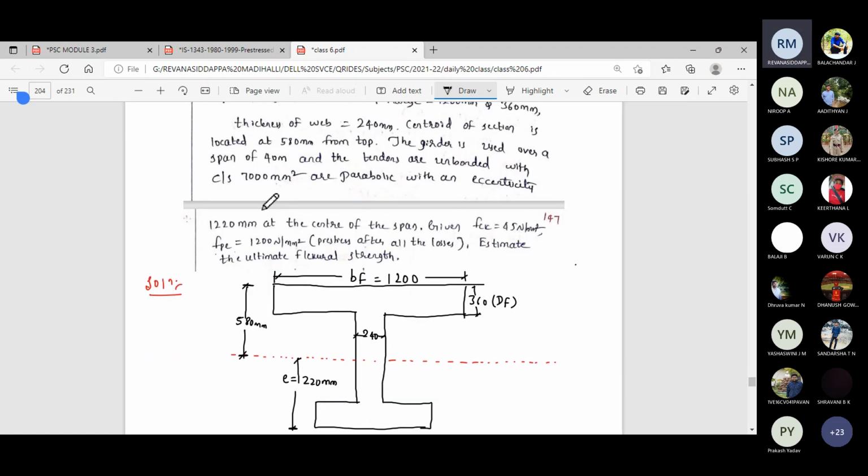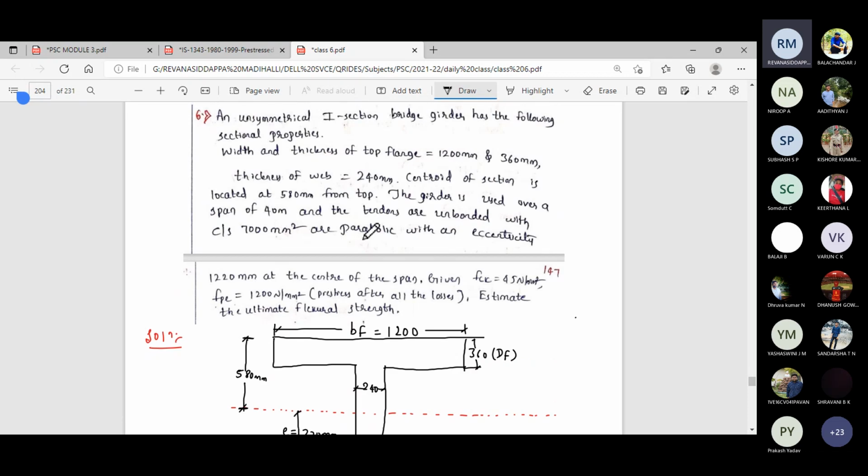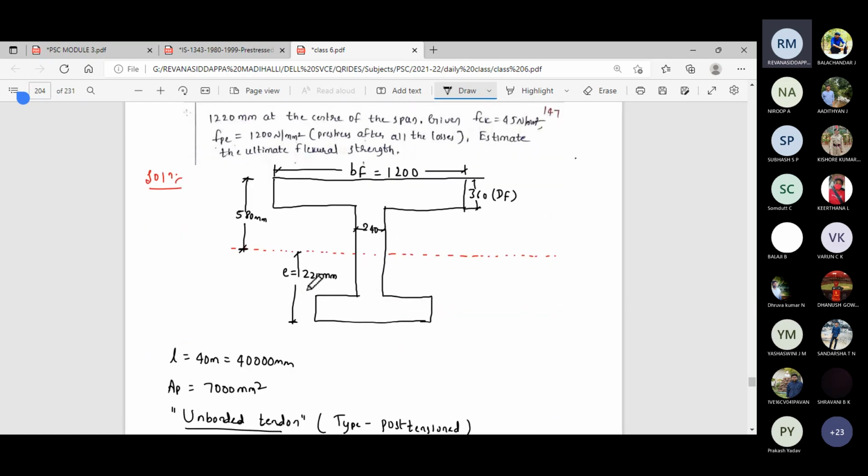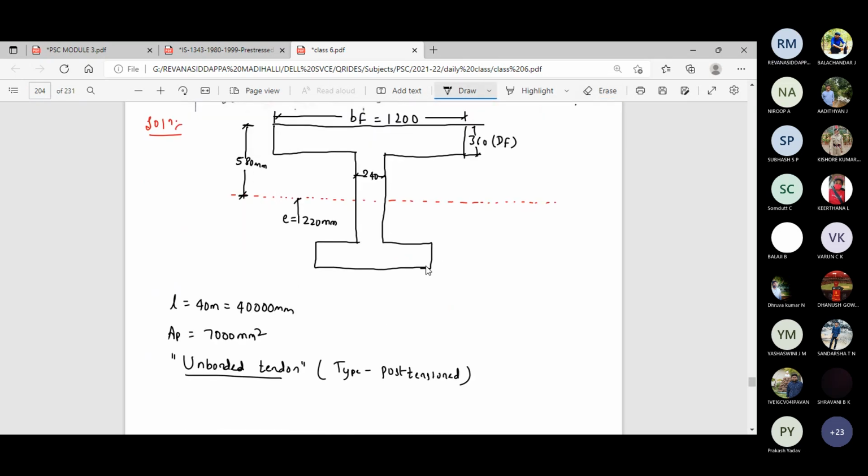with cross-sectional area of 7,000 mm square that I have written here. And one more thing, the tendons are parabolic with an eccentricity of 1,220 mm at the center of the span. Eccentricity of the tendon is how much? 1,220 mm. Let me write the tendons here. Okay, the eccentricity of the tendons is given as 1,220 mm.